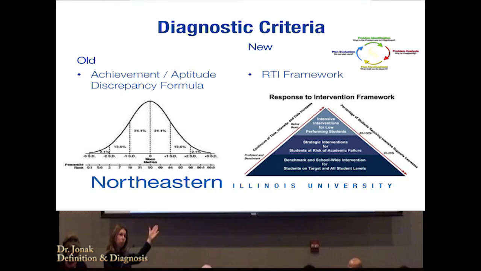They could have an IQ of 130. They could have achievement of 100, which is solid average, but the discrepancy is about 2-3 standard deviations, and this child would qualify for specific learning disabilities.